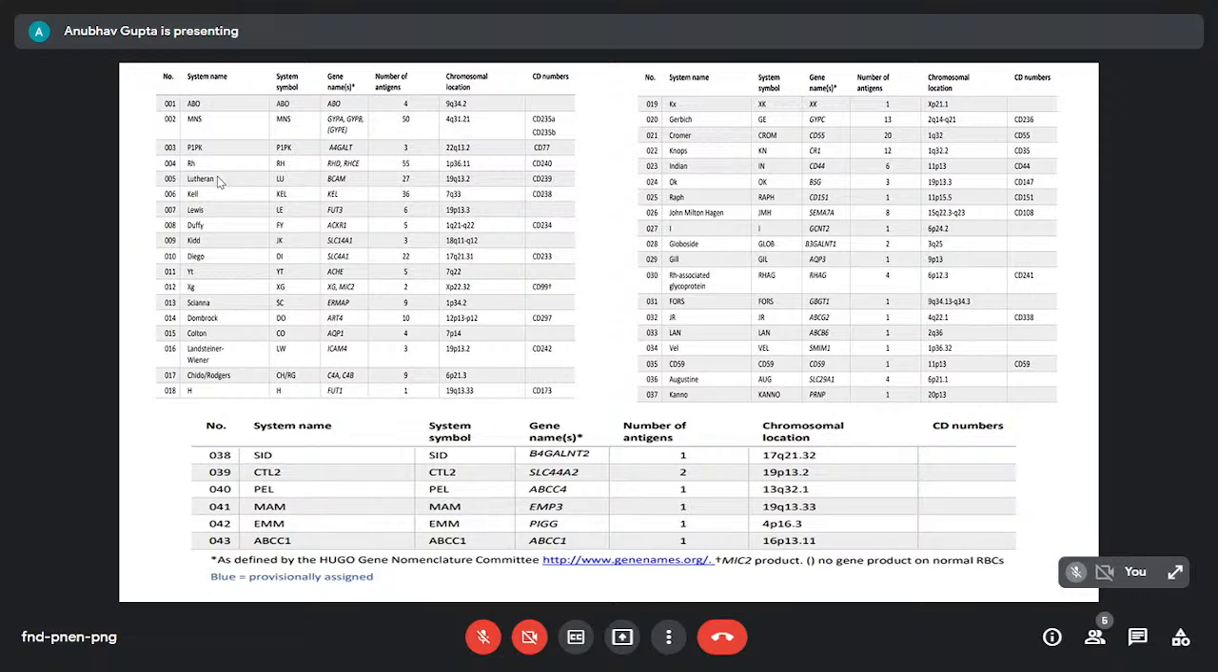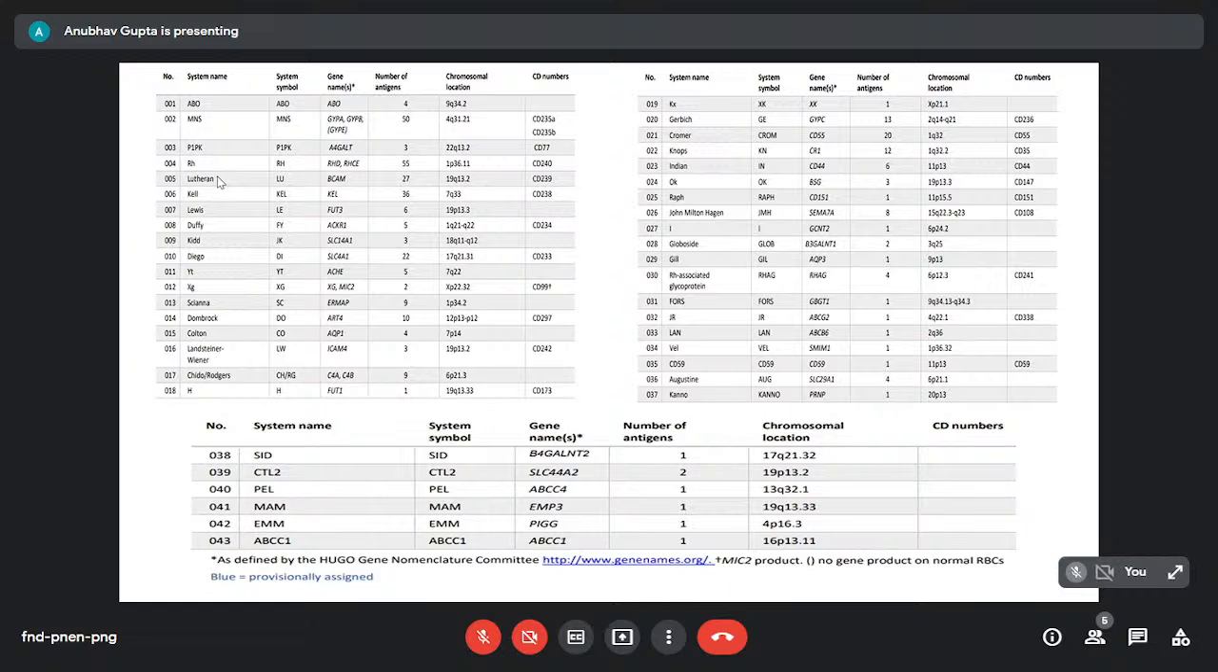Likewise, the Rh blood group system has been given the number 004, which I have discussed previously. The system symbol was Rh, and the gene name was RhD or RhCc depending on the antigen for which the gene has been coding. The number of antigens is 55 till date. Previously, they were 60 plus or 65 plus, but they have been clubbed or made obsolete. So the number cannot be used for another antigen, but the total number is 55. The chromosomal location is 1p36.11. The CD number is CD240.